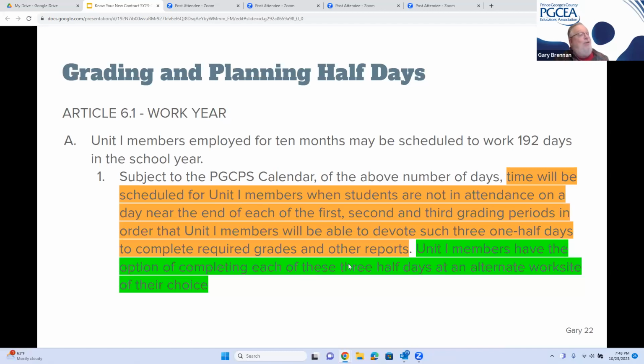And if we remember, for a long time, the school system was saying a 2-hour early dismissal counted as a half day grading day. We said no, a half day means half of the day, 3 hours at least, if you include lunch, 3.5 hours without students.